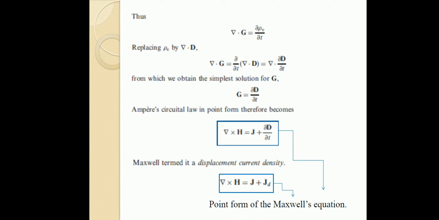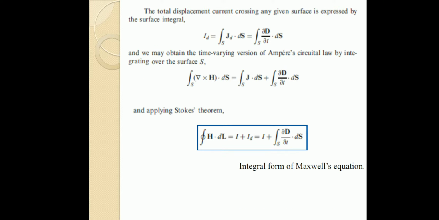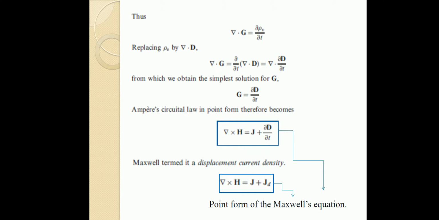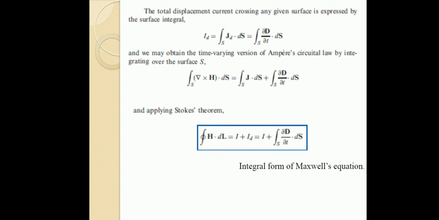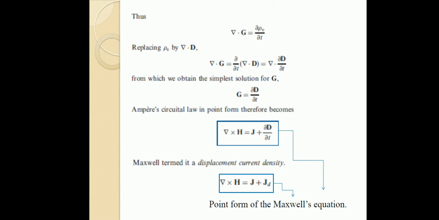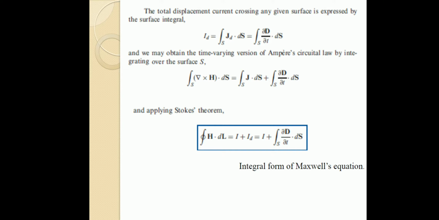Next, to find Maxwell's fourth equation in integral form, we take the surface integral of this equation. So the surface integral of del cross H dot ds is equal to the surface integral of J dot ds plus the surface integral of dou D by dou t dot ds. So we can see that equation.